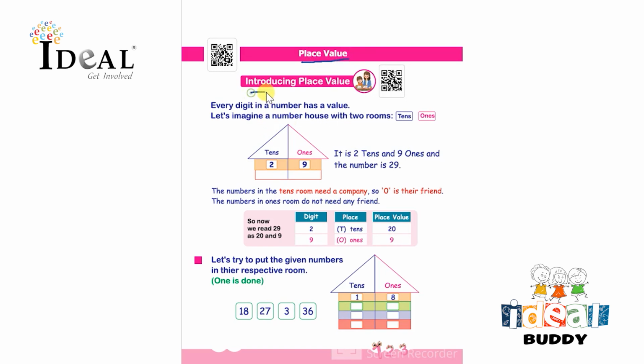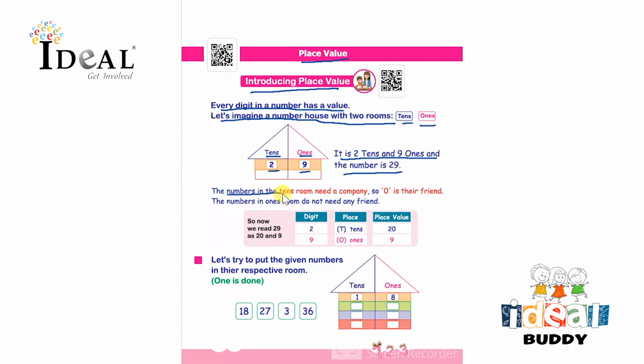Here we are introducing place value. Every digit in a number has a value. Let us imagine a number house with two rooms, tens and ones. So here is the number house. One is tens, one is ones. So here the number is 29. That is two tens and nine ones. It is two tens and nine ones and the number is 29.